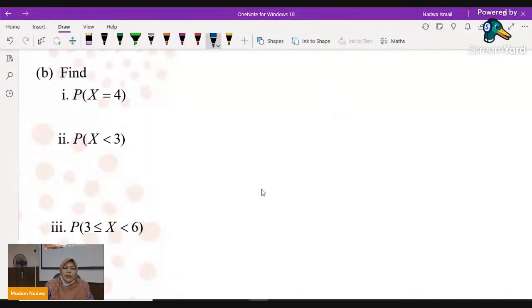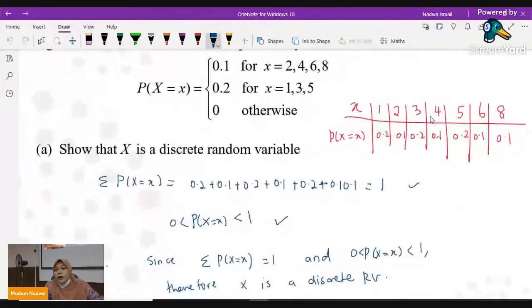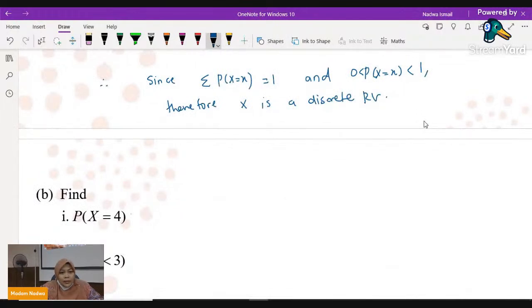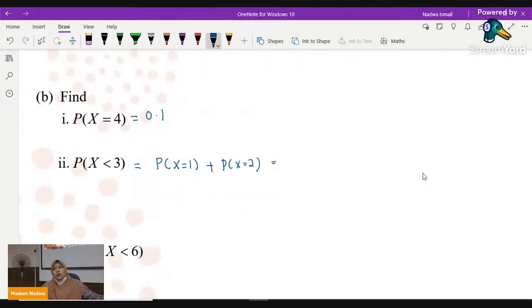The next question, dia tanya kita probability. Okay, so macam mana kita nak baca probability daripada table kita tadi? Probability X equals to 4, kita tengoklah yang dekat X equals to 4. This one. So berapa probability at X equals to 4? 0.1. Okay, how about probability X less than 3? Probability X less than 3 adalah sama dengan probability X equals to 1 plus probability X equals to 2. So kita pun tengok probability X equals to 1 berapa daripada table kita tadi? 0.2. And then probability X equals to 2, 0.1.